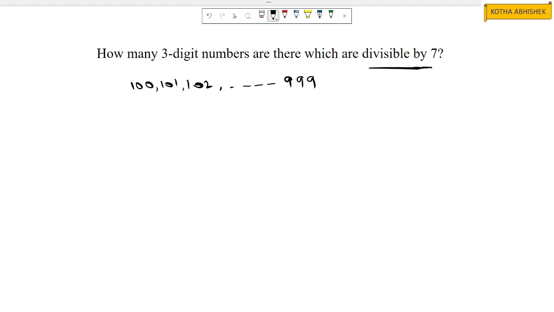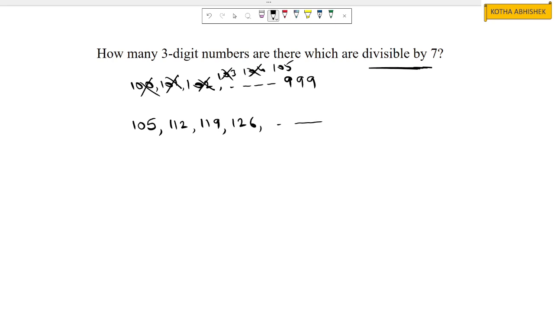So here, if we observe clearly, 100 won't come in the 7 table, so that is not the required number for us. Next one, 101 is also not divisible by 7, 102 is not divisible by 7, then the next number 103 is also not divisible, then 104 is also not divisible, then the first number which is divisible by 7 is 105. So in our arithmetic progression, 105 is the first term. Next, here we are speaking about divisible by 7, right? So keep on adding 7. 105 plus 7 is 112, 112 plus 7 is 119, 119 plus 7 is 126, and so on.